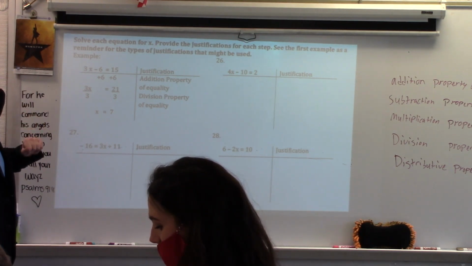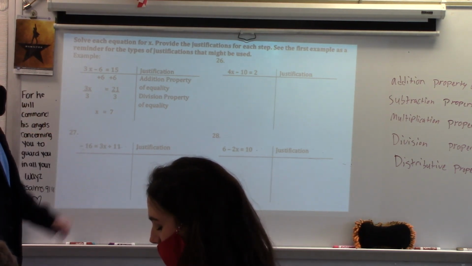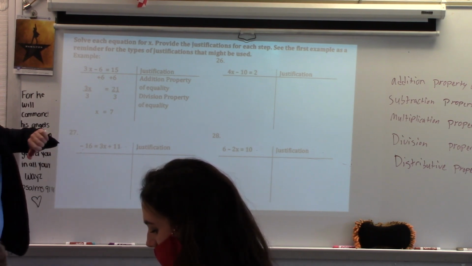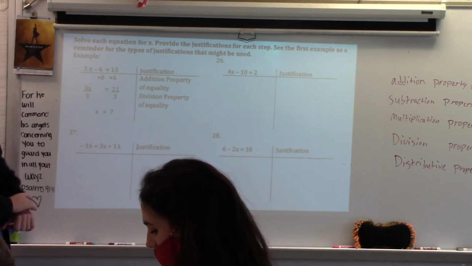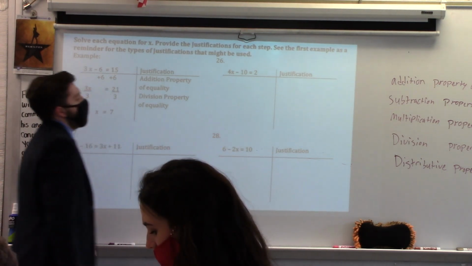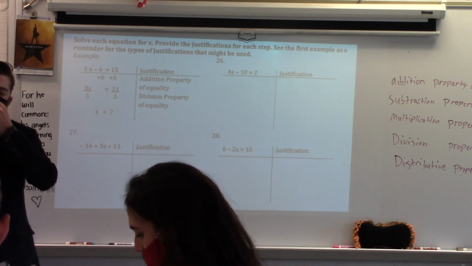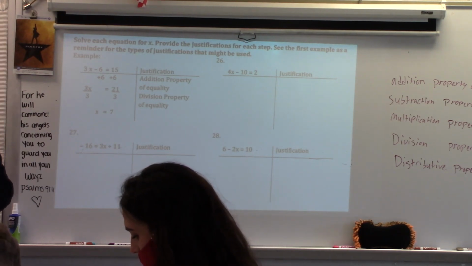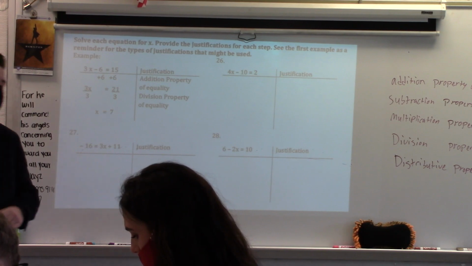The reason we're doing this today is because you will see it a little bit tomorrow on the quiz. So what we're going to do today is hopefully finish 26 through 31, just solving these equations and then justifying which property you're using in each step. Are there any questions before we get going? Awesome, looks like you're already on the move, so let's do it.